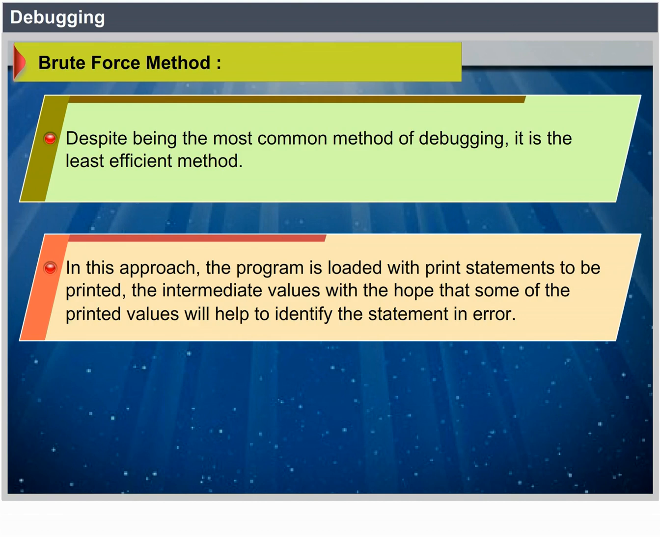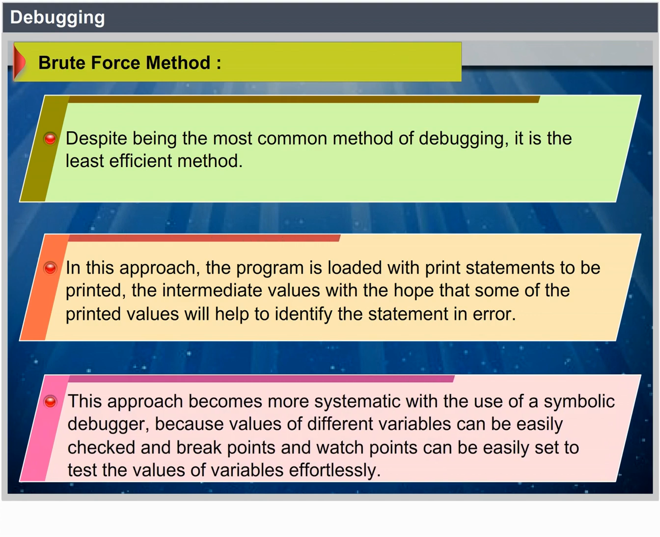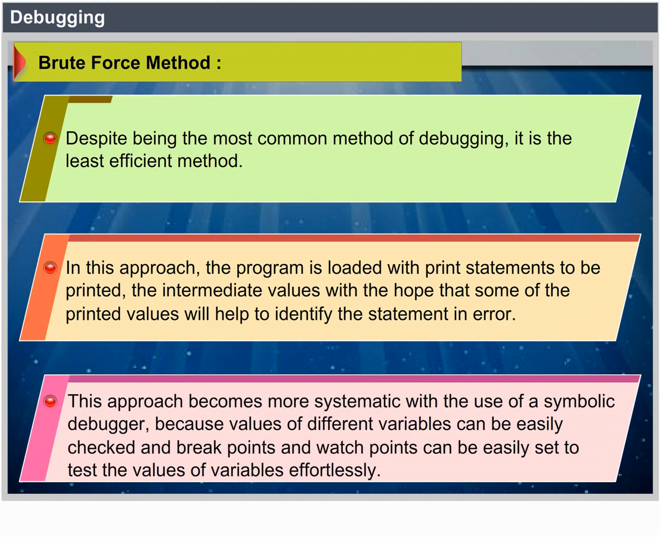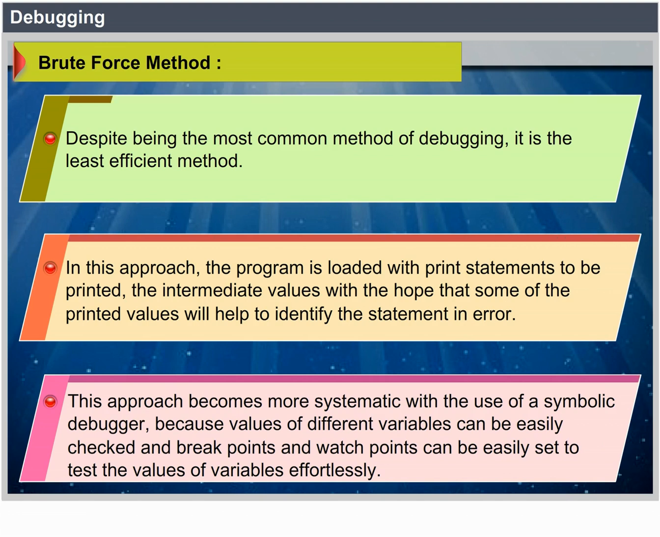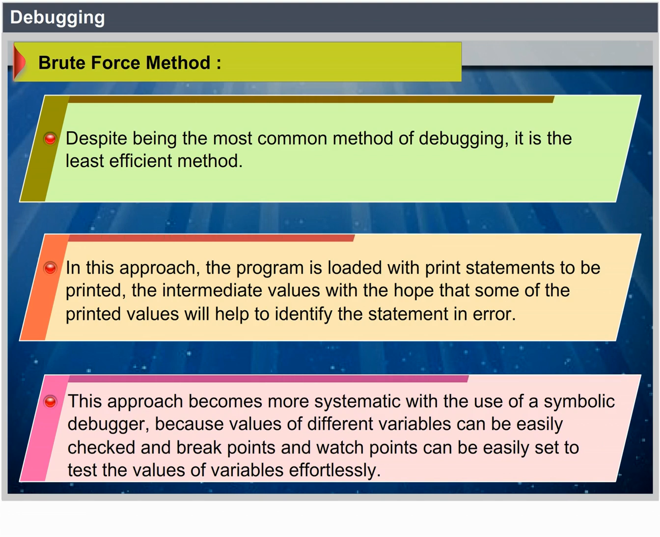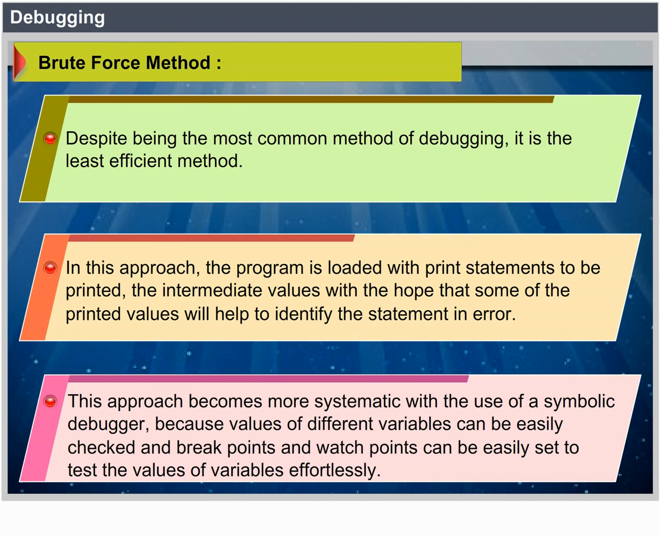In this approach, the program is loaded with print statements to print the intermediate values with the hope that some of the printed values will help to identify the statement in error. This approach becomes more systematic with the use of a symbolic debugger because values of different variables can be easily checked and breakpoints and watch points can be easily set to test the values of variables effortlessly.